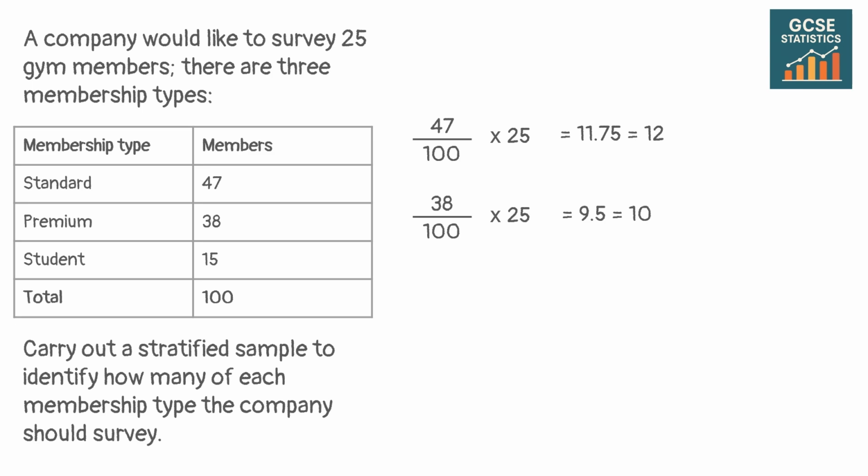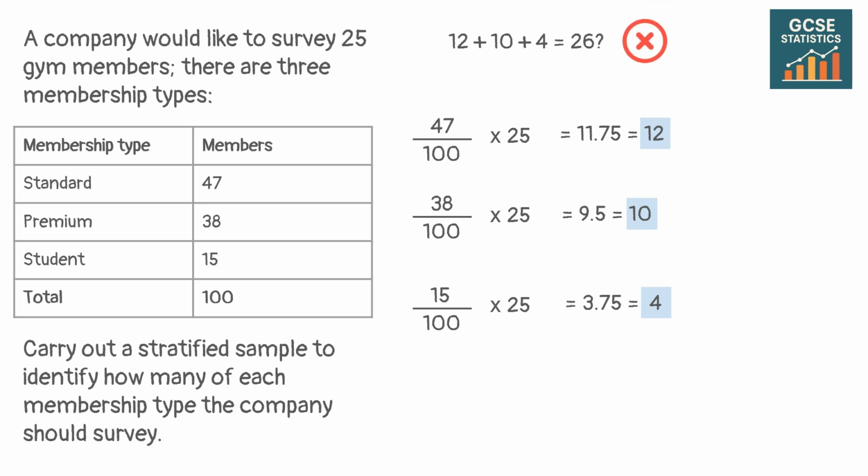And lastly, the student type, 15 over 100 multiplied by 25. Rounding this, you get 4. Quickly add this up and see if you notice anything. You should gather that when you answer these 3 numbers, we add them up and we get 26. But we were only looking at a sample size of 25.